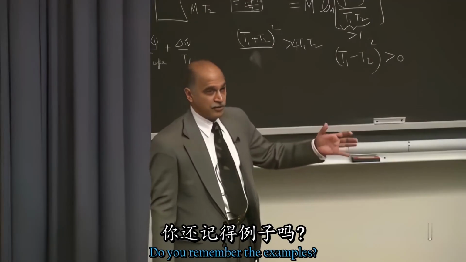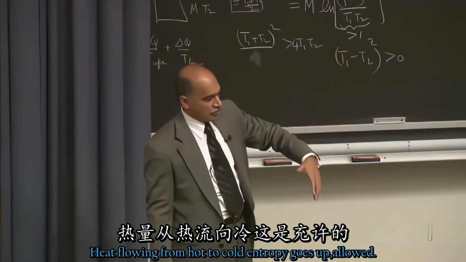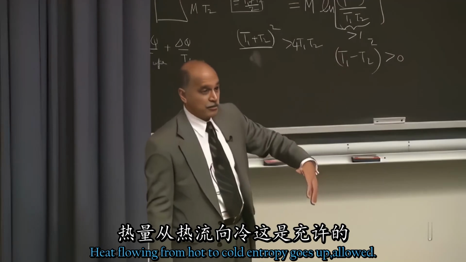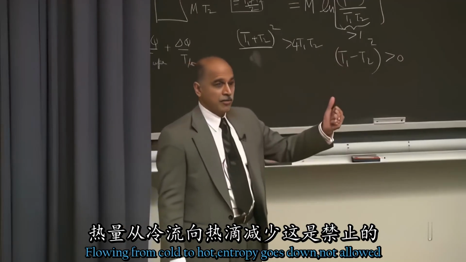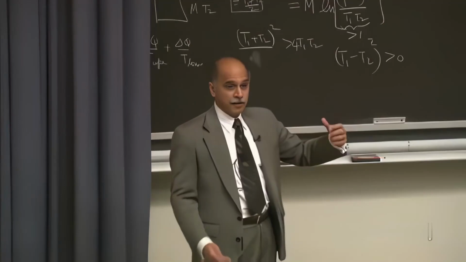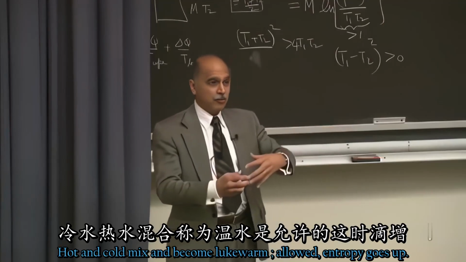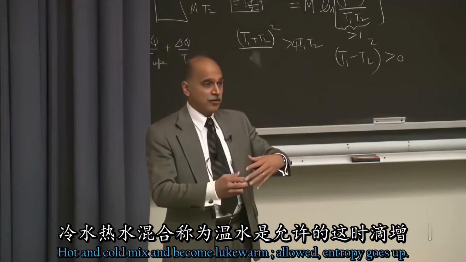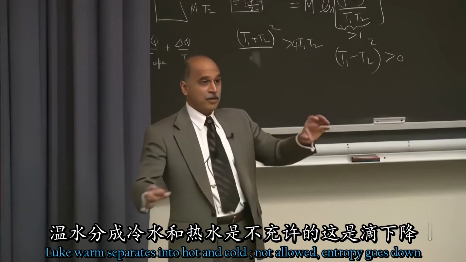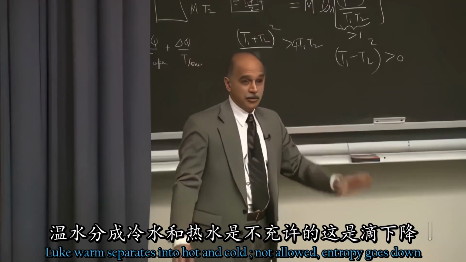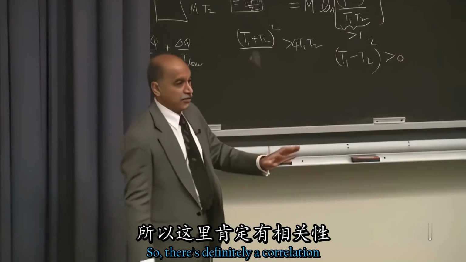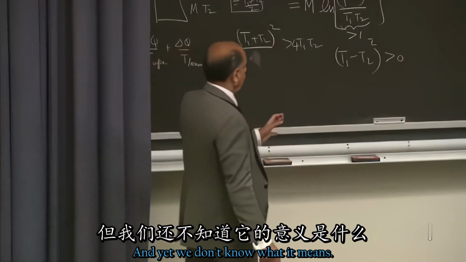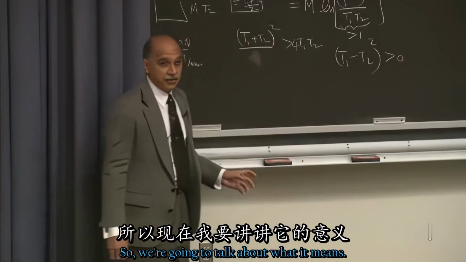You remember the examples? Heat flowing from hot to cold, entropy goes up, allowed. Flowing from cold to hot, entropy goes down, not allowed. Hot and cold mix and become lukewarm, allowed, entropy goes up. Lukewarm separates into hot and cold, not allowed, entropy goes down. So there's definitely a correlation. And yet, we don't know what it means. So we're going to talk about what it means.